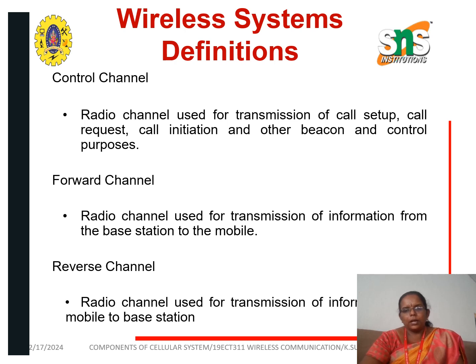The next one is the control channel. The control channel is used for transmission of control signaling like call setup, call request, call initiation and other control purposes. In the control channel you have two types, forward and reverse. The forward channel is used for communicating from the base station to the mobile, and the reverse channel is used for communication from the mobile to the base station. So you have two control channels, the forward control channel and the reverse control channel.